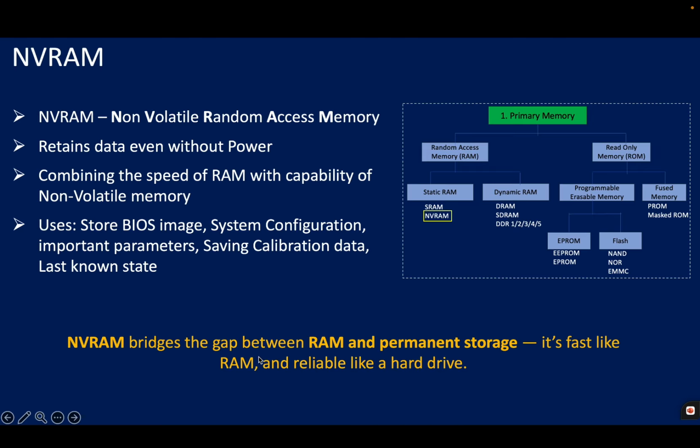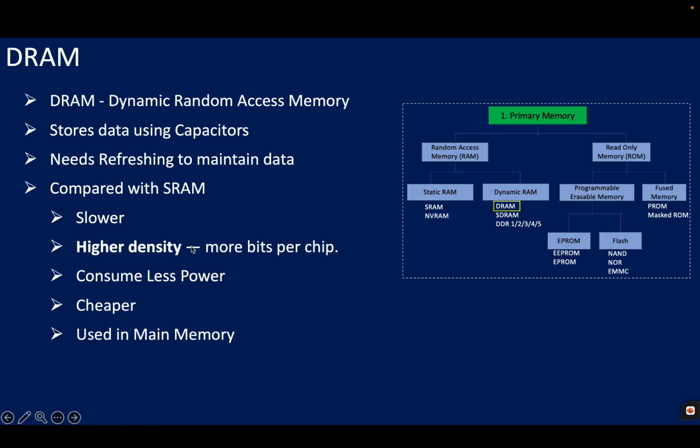NVRAM bridges the gap between RAM and permanent storage. It is fast like a RAM and reliable like a hard drive. Now, moving to the DRAM memory.